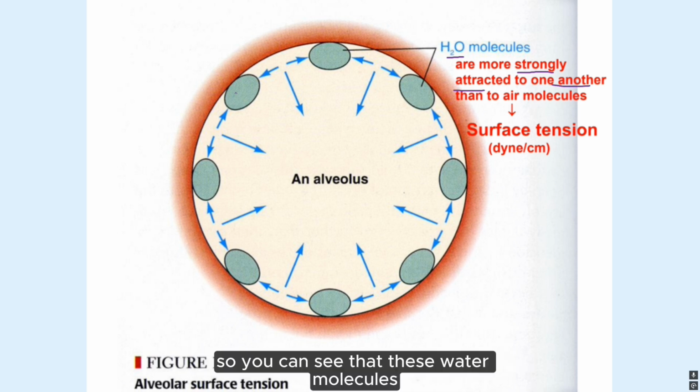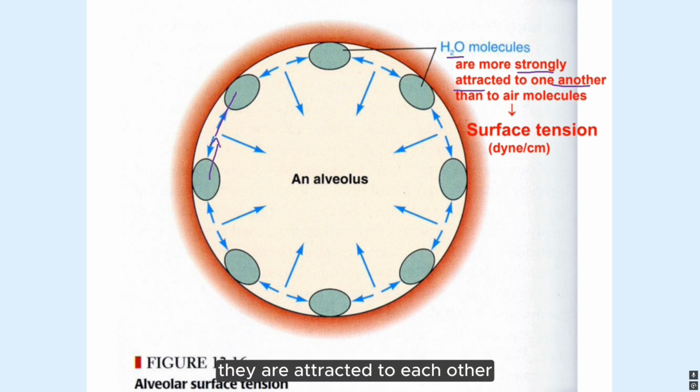So you can see that these water molecules are attracted to each other, and these are attracted to each other, etc. What this causes is an inward force that tries to collapse the alveoli and make them as small as possible. Why inward and not outward, you might ask?